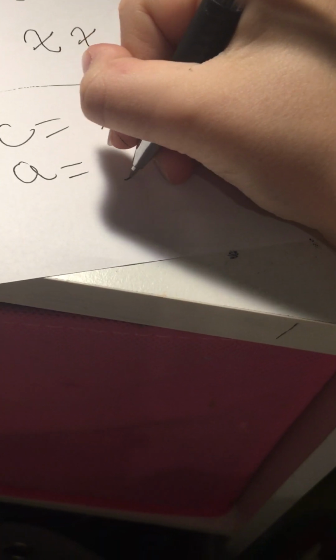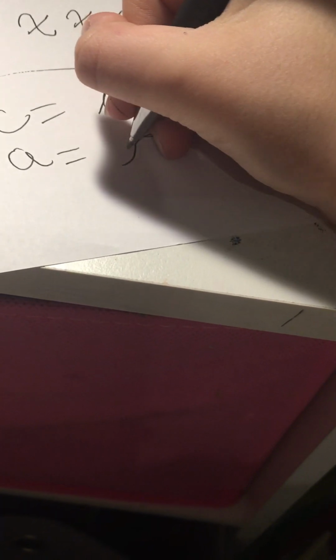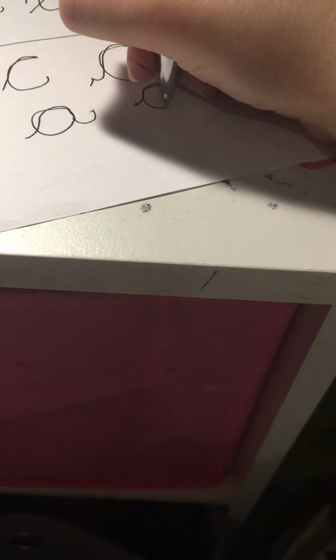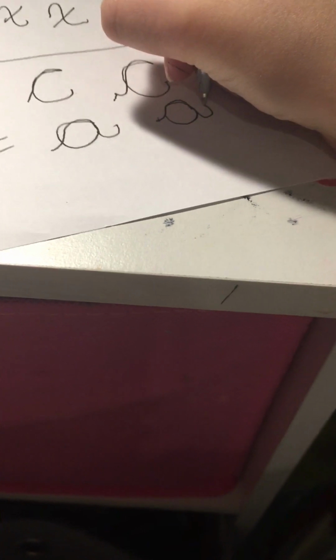The letter A. So, curve line of stroke. Like that C formation, but you connect all the way at the top and curve down. Okay, then you go up, down, and around. Okay, that is your letter A.